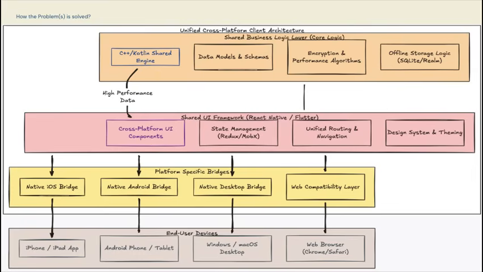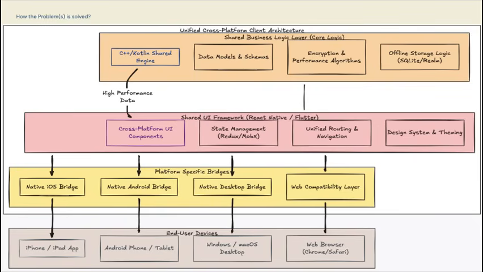Below that is the shared UI framework layer, where frameworks like React Native or Flutter define UI components, state management, navigation, and theming. This shared code then communicates with each platform through platform-specific bridges, which allow the shared layers to access the native Android, iOS, desktop, or web APIs when needed.